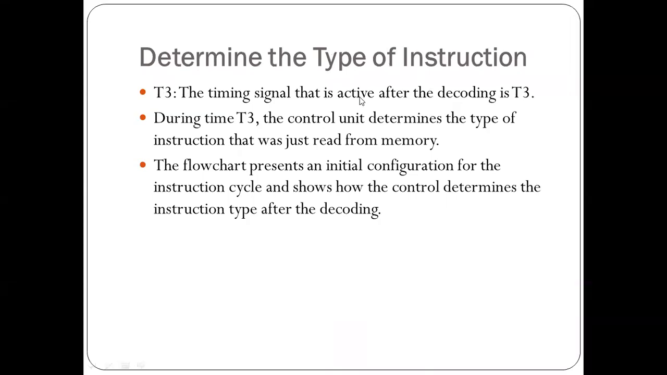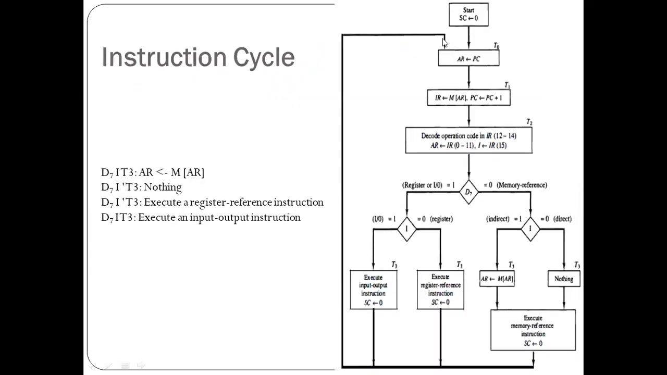The T3 timing signal is active for decoding. During T3, the control unit determines the type of instruction that was just read from memory. See the combined diagram: D7, I bit and T3. D7 is 1, I bit is 1, T3 time is 1. When all are 1, it refers to an indirect memory instruction. Am I right? I is 1 means D7 is 1.